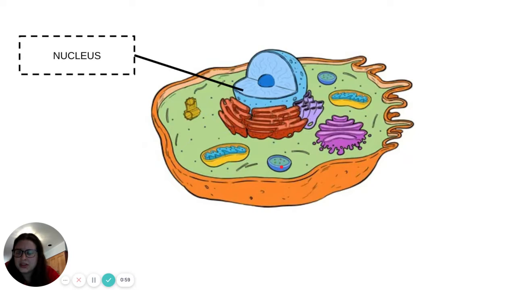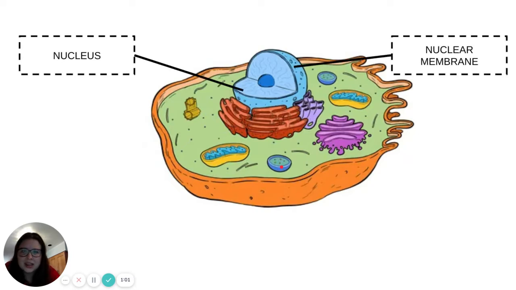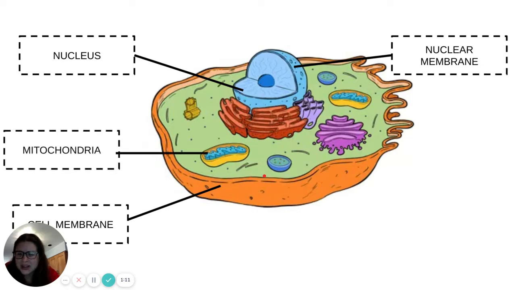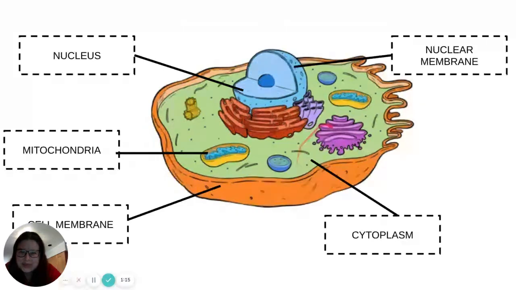So remember, the nucleus, the nuclear membrane, the outside of the nucleus. The cell membrane is all of the orange stuff that you can see in this cell drawing. Mitochondria kind of look like those squiggly jelly beans. And cytoplasm, the green jelly-like material.